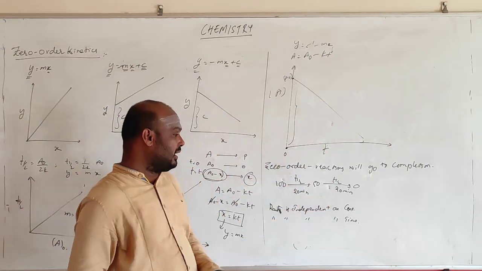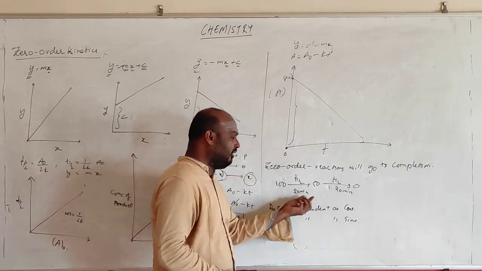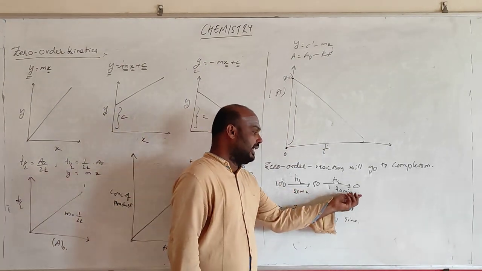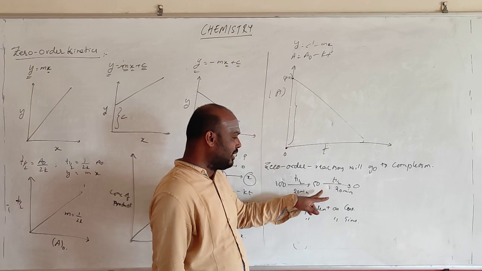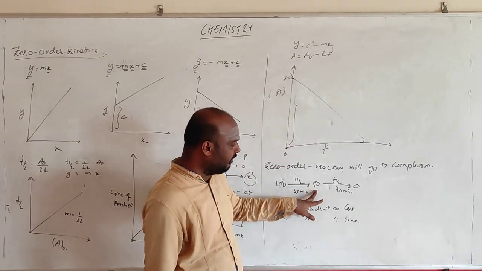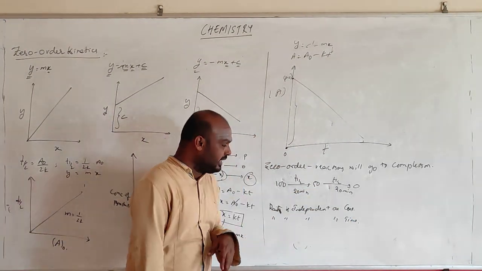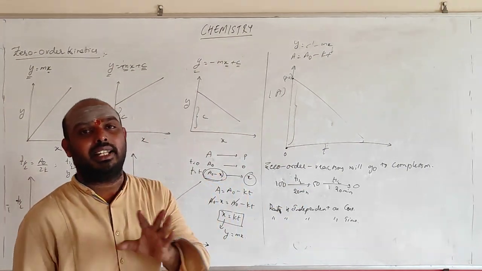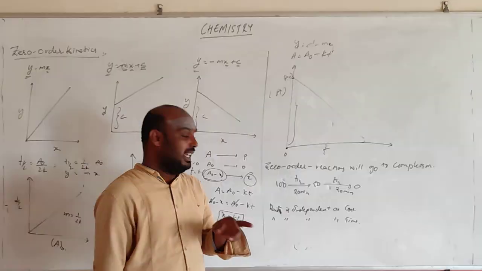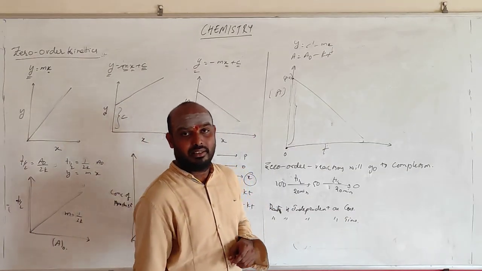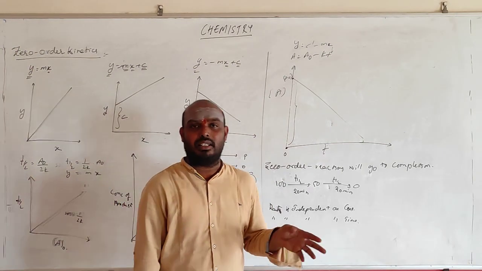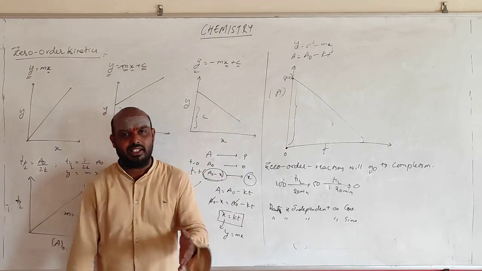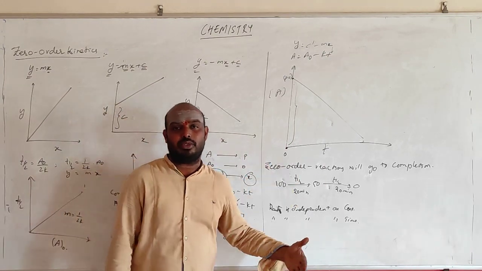Rate does not depend upon the concentration. See here, the initial concentration is 100. From 100 to 50 it has taken 20 minutes. From 50 to 0 it has taken 20 minutes, because t half is not depending upon the initial concentration. Whatever the initial concentration may be, it will take the same t half because the rate is independent of concentration. If the rate is independent of concentration, it is independent of time also. If the time intervals are equal, an equal amount is consumed.